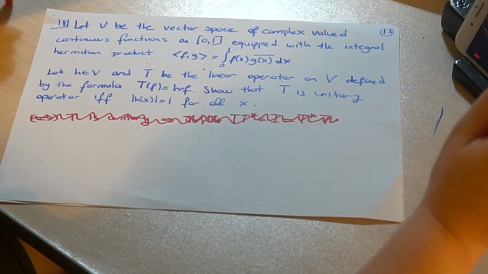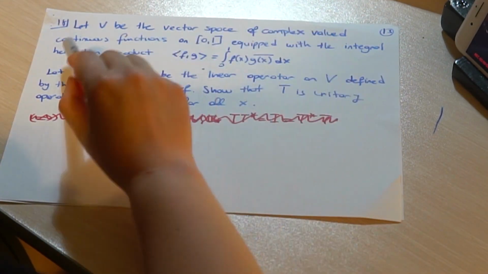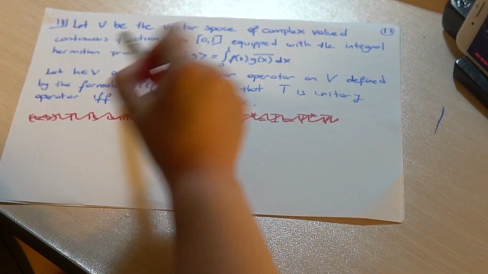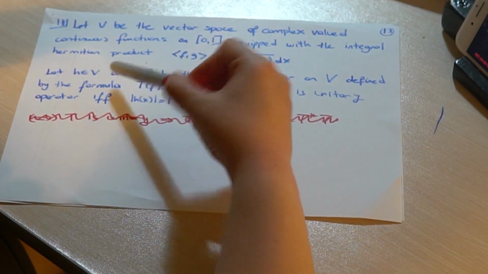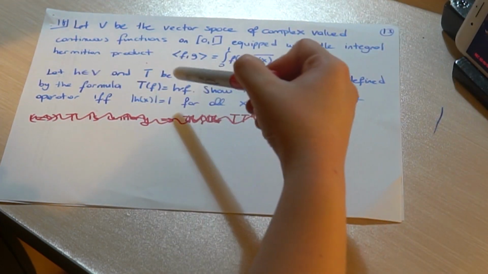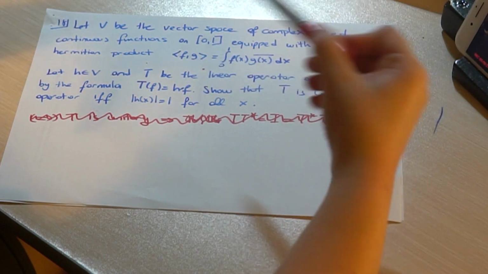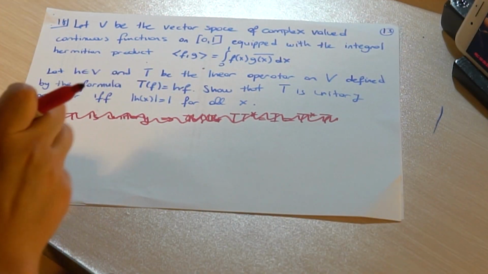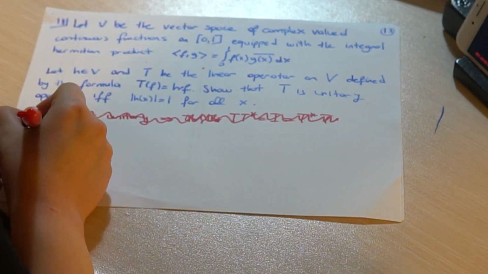So question 18 is, let V be the vector space of complex valued continuous functions from 0 to 1, equipped with the integral Hermitian product of f and g from 0 to 1, f times conjugate g of x dx. Let h be in V and T be a linear operator on V defined by the formula T of f equal to h times f. Show that T is a unitary operator if and only if the norm of h of x is equal to 1 for all x.